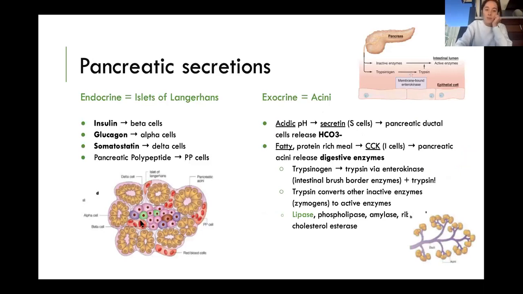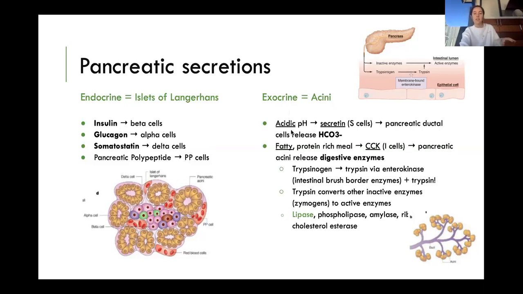So you have your beta cells with insulin and your alpha cells with glucagon. They're the most important ones, and they're important for controlling your blood sugar. And then your exocrine function is mainly your bicarb and your digestive enzymes.